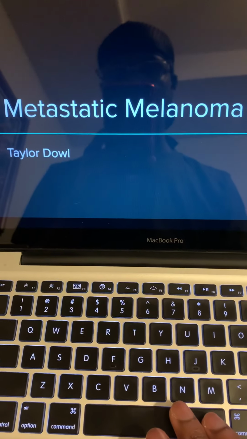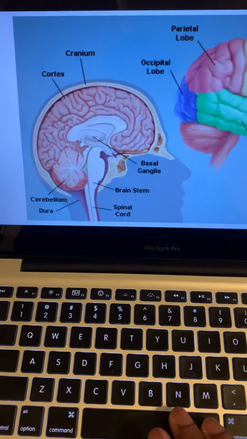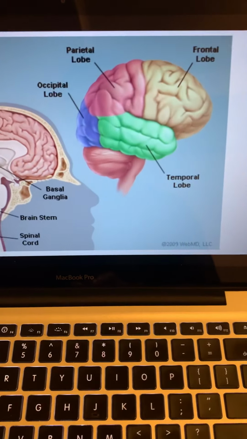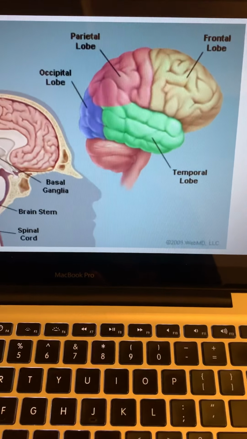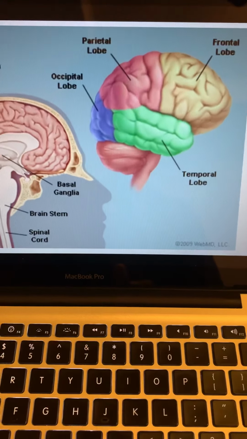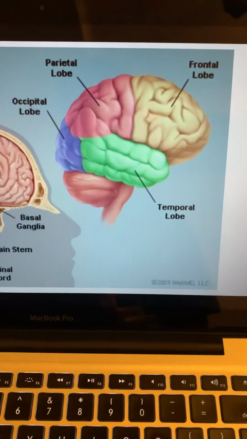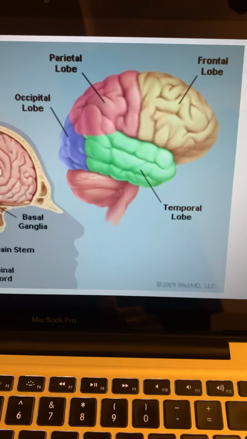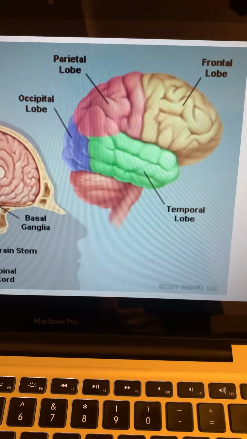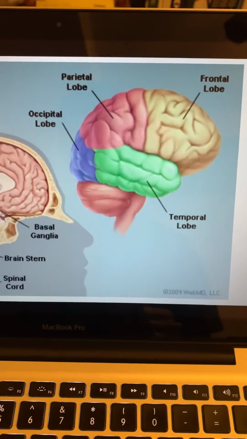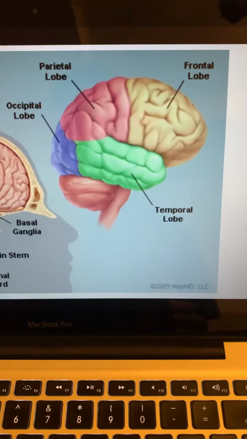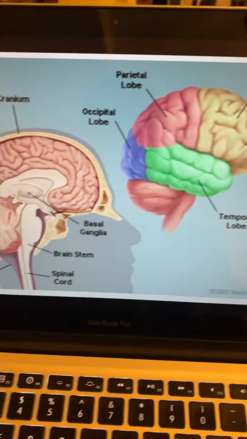My case study was on metastatic melanoma. I have an anatomy of the brain because that's what we're going to be focusing on, because my patient had metastasis to the brain. As you can see, the brain consists of the frontal lobe, the parietal lobe, occipital lobe, and temporal lobe. But my patient's metastasis was in this frontal lobe.